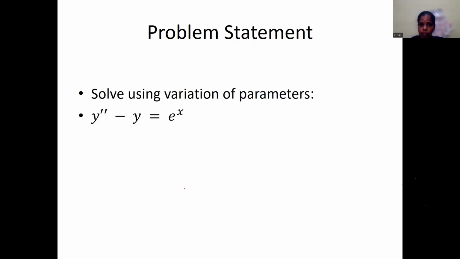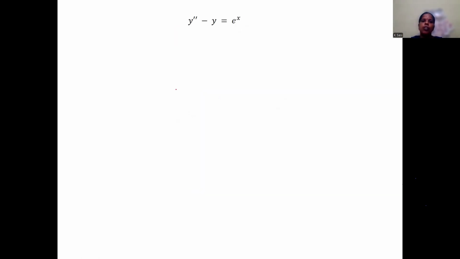So this is the problem we are going to solve for today. y double dash minus y is equal to e power x. So now we will solve this problem.